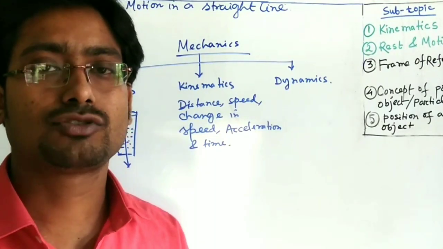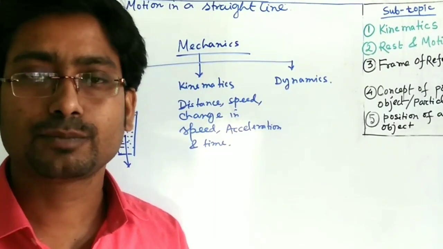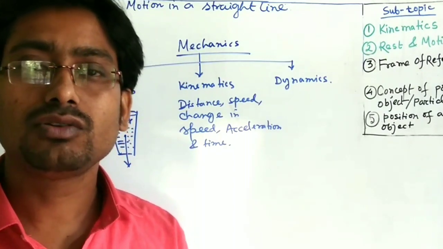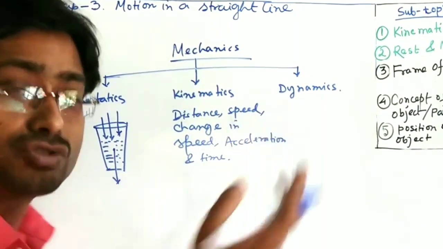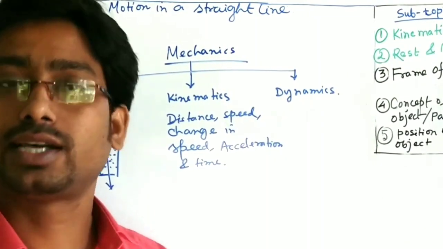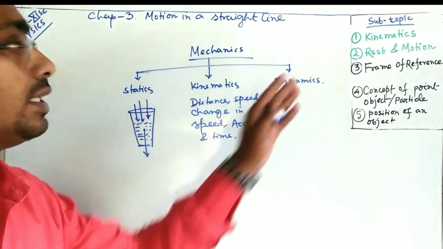and we consider it to have no shape, no size. Size and shape we have neglected here, and of course mass. We'll only deal with physical quantities like distance, speed, change in speed, acceleration, time, also displacement, velocities, or also if we consider direction. The third topic is dynamics.